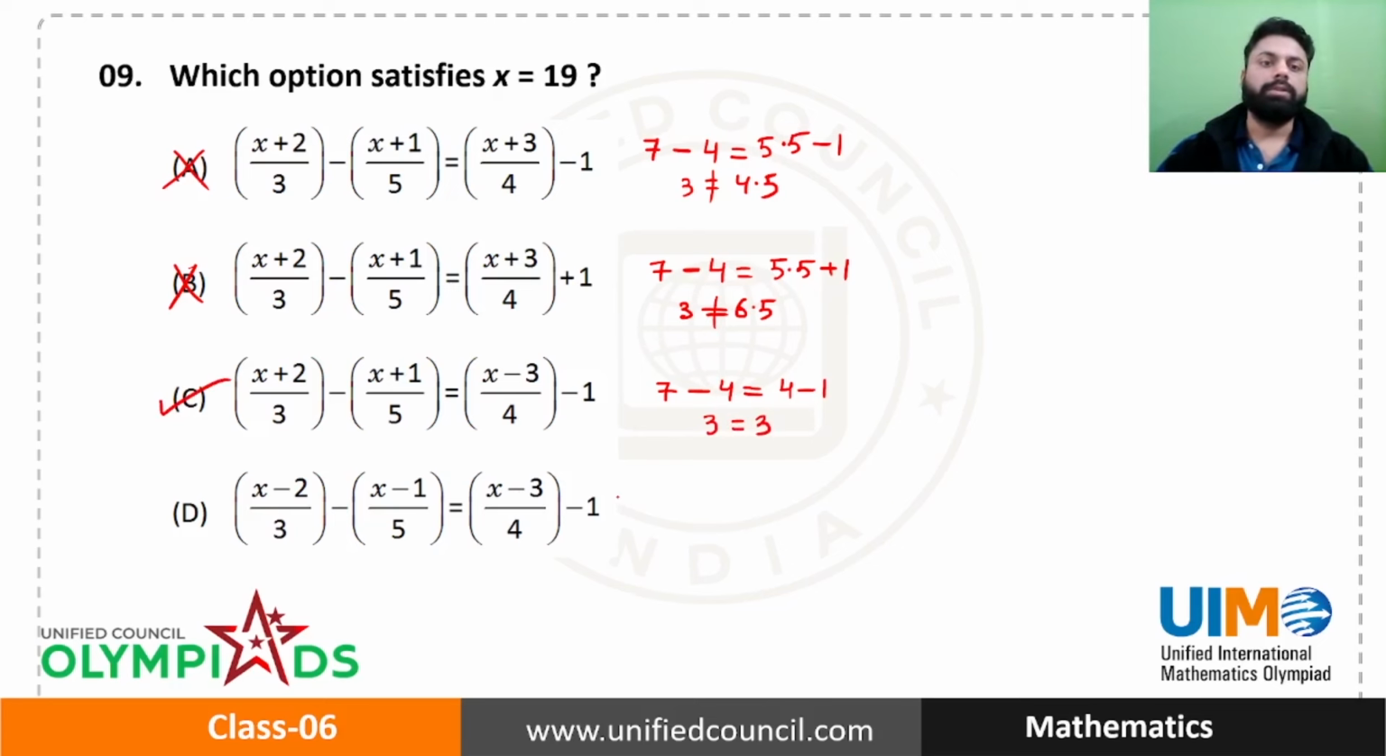And let's check for this one. x minus 2, 17 upon 3 minus 18 upon 5 is equal to 16 upon 4. 19 minus 3, 16 upon 4, 4 minus 1. So on the right hand side we have 3, on the left hand side we are having a fraction which is not a proper number. So they are not equal. So hence the C option is the correct answer.